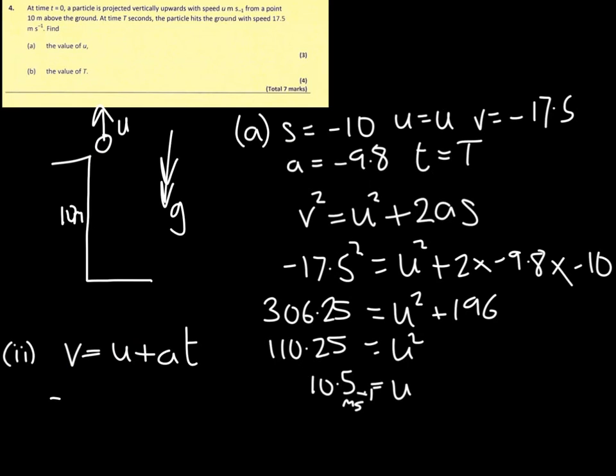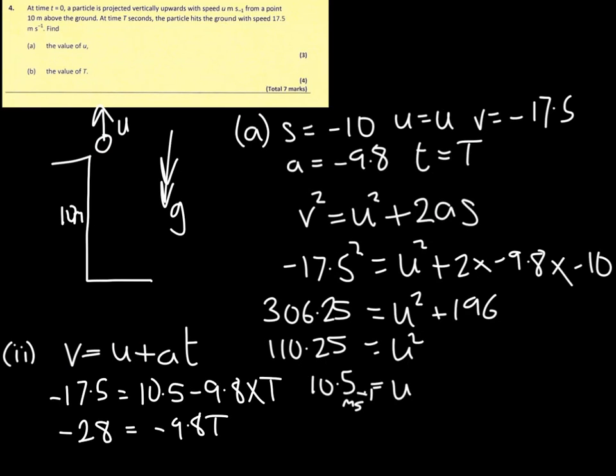So v, minus 17.5 equals initial velocity 10.5, which is positive, and then it's minus 9.8 times capital T. Doing a bit of multiplication and rearranging, I get minus 28 equals minus 9.8 T. So T equals, to 2 decimal places, 2.86 seconds.